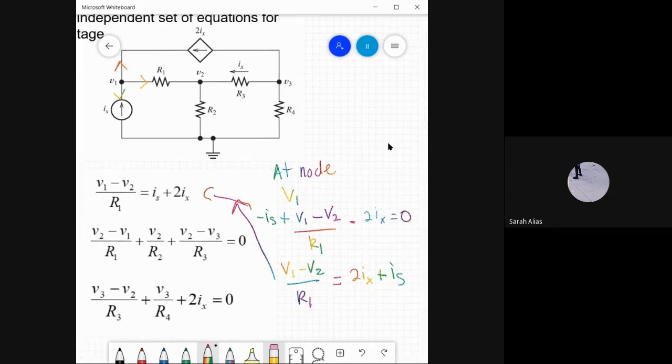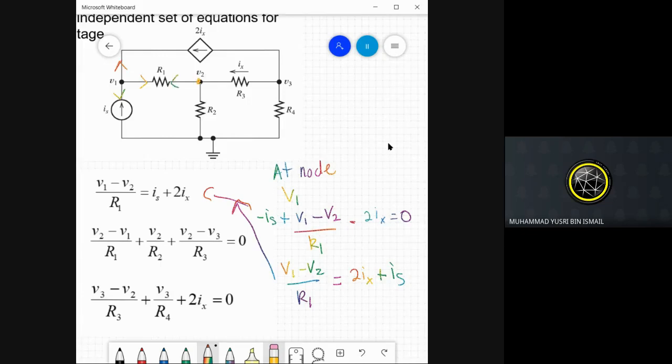Tapi kenapa dia ambil yang situ? Oh, okay, baru nampak. Okay. So untuk V2, dia akan ambil sini V2 minus V1 divided by R1. And then right hand side V2 minus V3 divided by R3. Then R2, V2 minus V0 divided by R2.